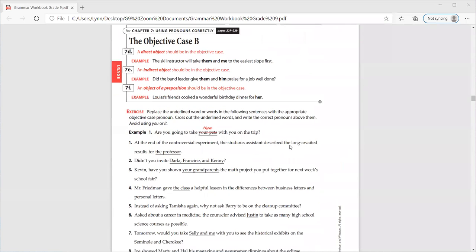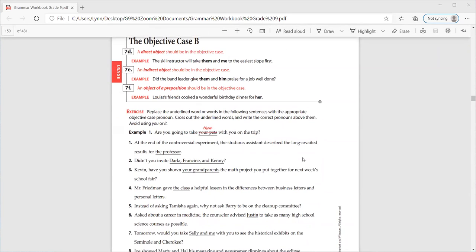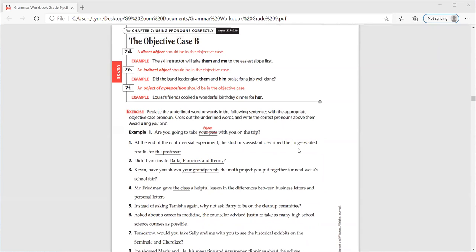Okay, page 142. Again, it's the objective case. A direct object, an indirect object, and an object of preposition should all be in the objective case. So in the exercise, we're going to replace the underlined word or words with the appropriate objective case pronoun. Cross out the underlined words and write it above it.